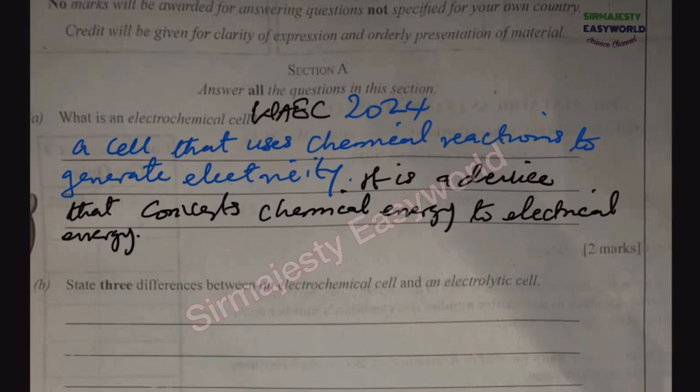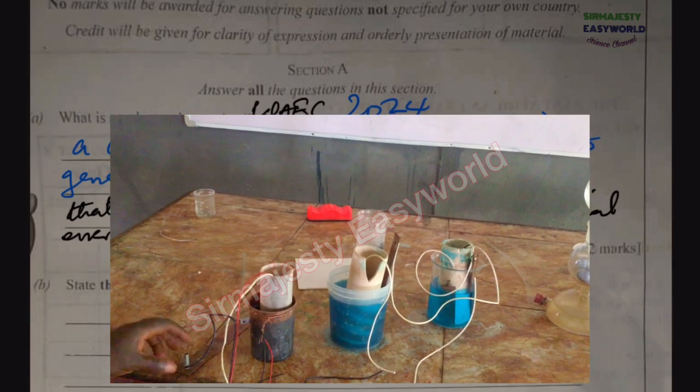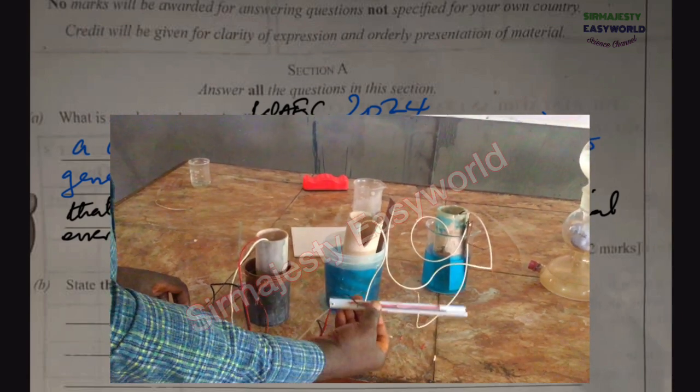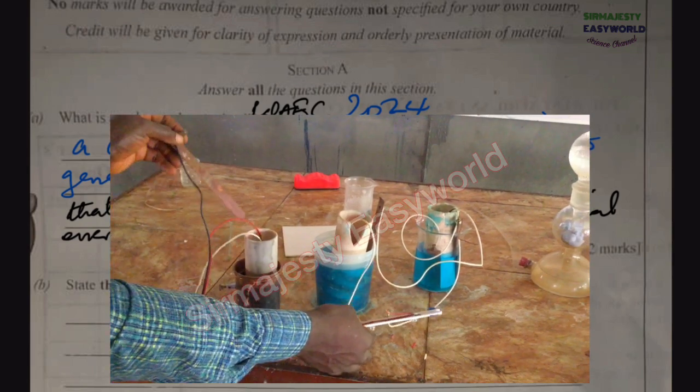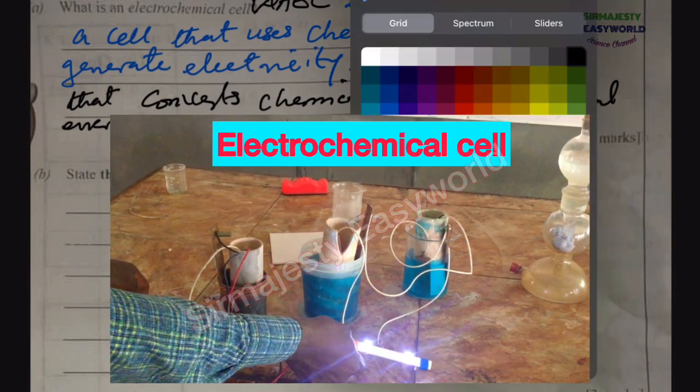If you watch one of my videos on this channel, you see where I used copper plates with copper solution, zinc plate with zinc solution, to generate electricity that powered the bulb. You can check for it on this channel and watch. So we move on.